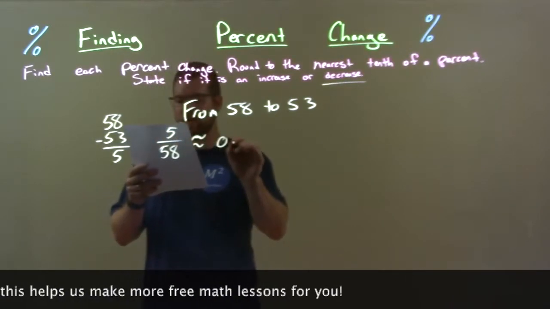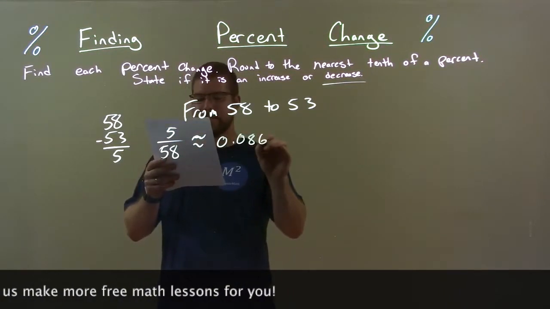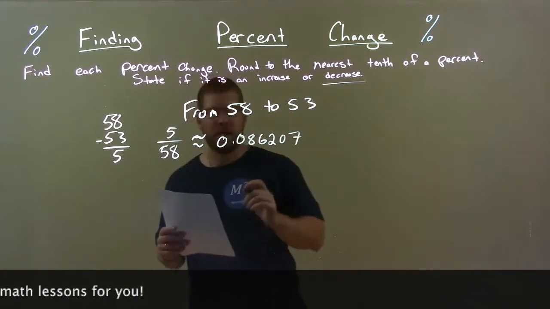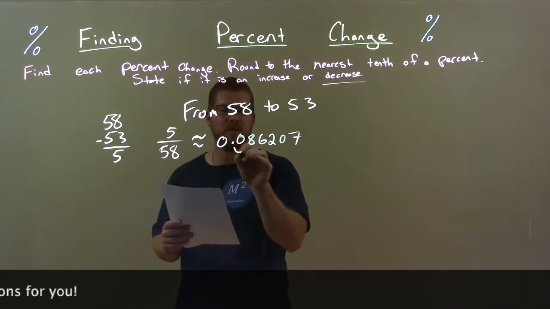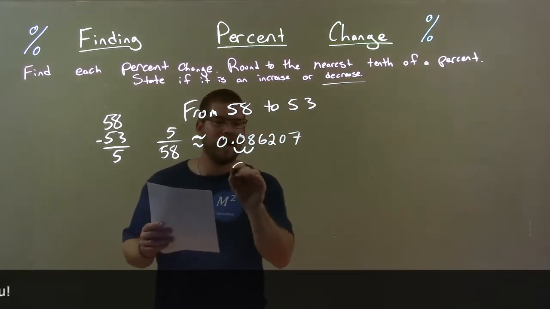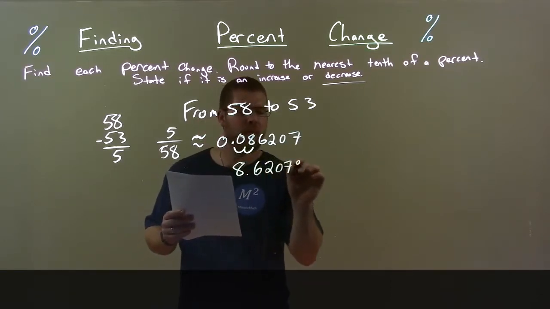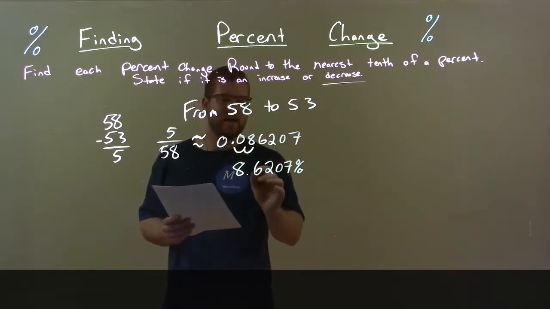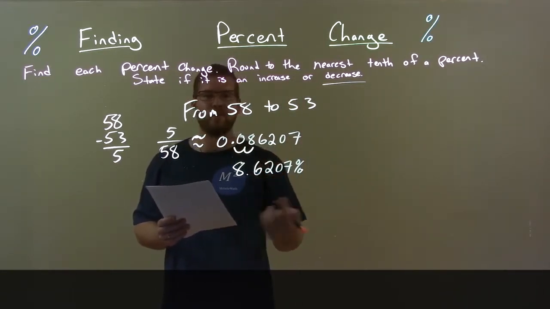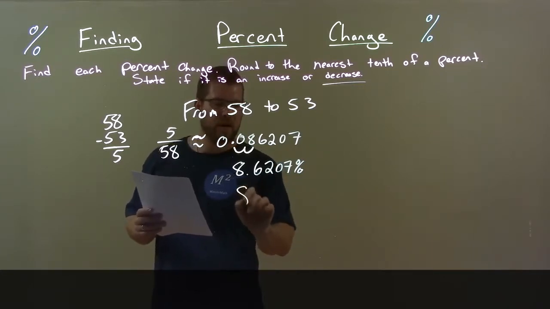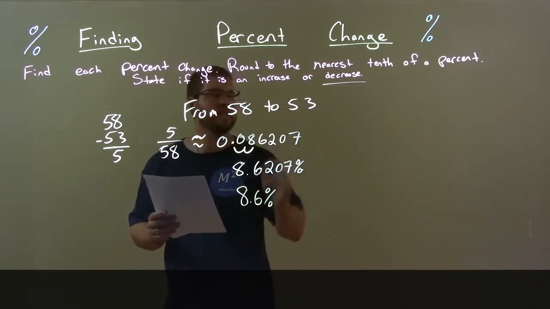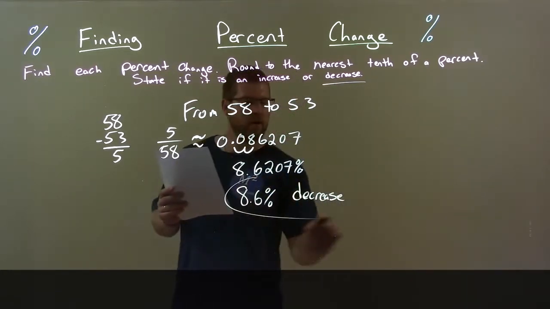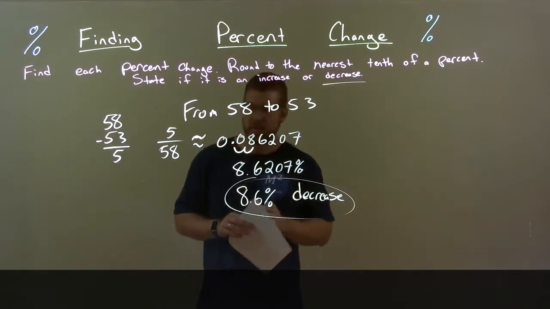Approximate 0.08620 right there. All right, now convert that to a percent. Decimal place moves over 2 spots to the right. Got 8.6207%. Round that to the nearest tenth. The 6, we look at that, look to the right, that's a 2, causes a 6 to stay where it is. We got 8.6%. Already said it's a decrease. And there we have our answer, 8.6% decrease.